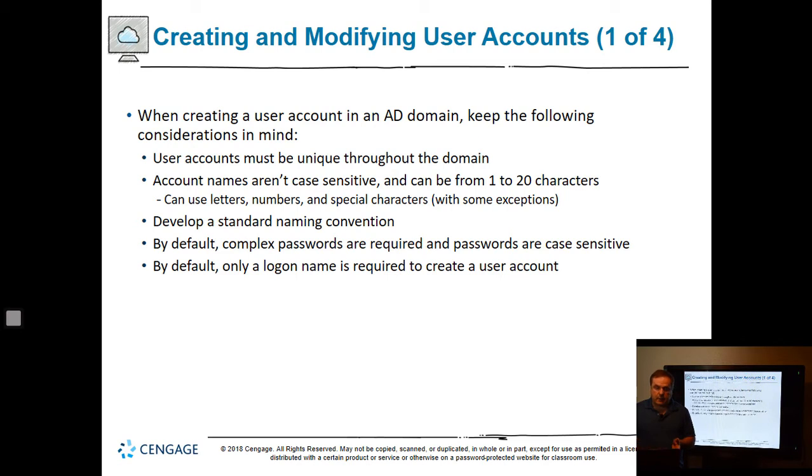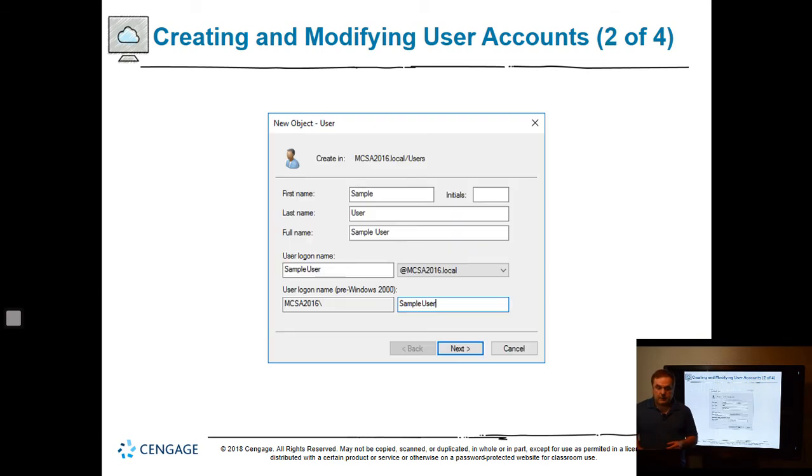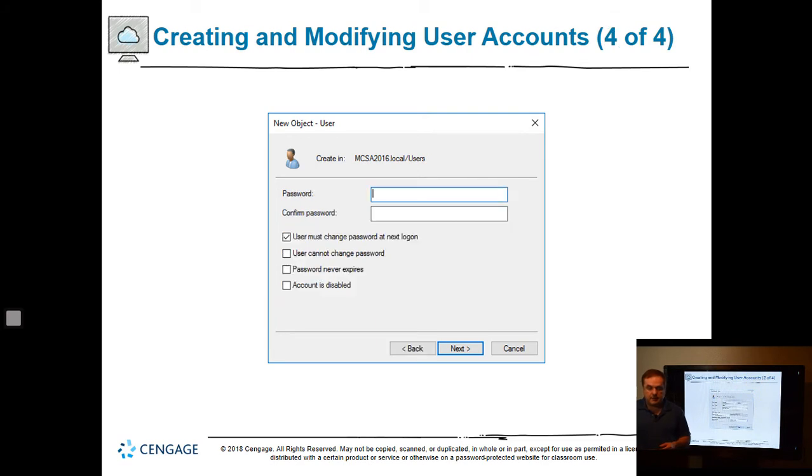Complex passwords are required, and passwords, as I mentioned, are case sensitive. By default, only a logon name is required to create a user account. So we'll be creating accounts and editing accounts in this course. This is what a new object looks like when you go through the wizard. And here's where you set the password. Typically you would say user must change password at next logon if you want, and then give them a sort of generic password. You could also say a user can't change password.